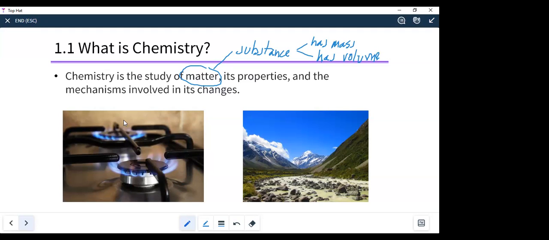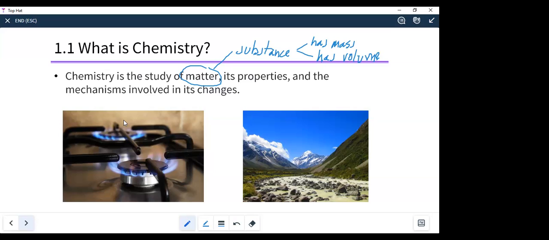So we know that that's what matter is. If we're getting into the properties of that stuff and the mechanisms involved in those changes, what we're really getting into is pretty much a discussion of anything and everything physical. Everything physical is matter. And chemistry is the study of all of those things. Which is why chemistry is positioned as what is called the central science.